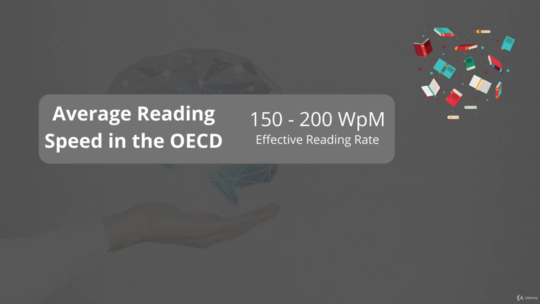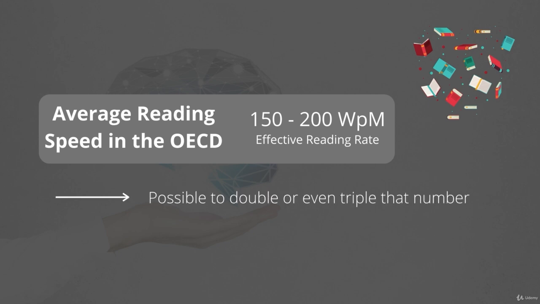If it's between 150 and 200, you have an average reading speed, and everything above 200 is a little above average. Don't worry if your reading speed is average or below average, that only means that you can get even more out of this course. But 150 to 200 WPM is just the average. Our brain is capable of processing many more words than just 150 to 200. And it's possible to double or even to triple that number.